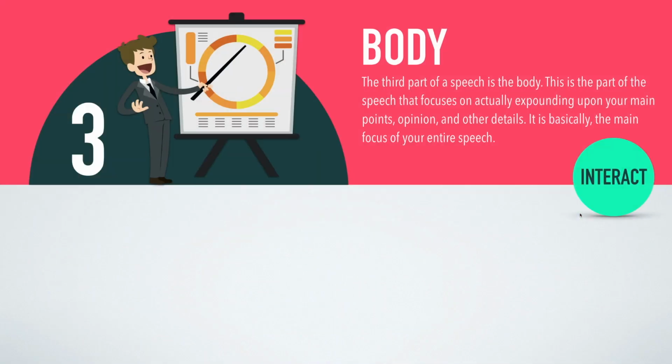All right. So again, part 2 is introduction. Now, part 3 is the body. This is very important. The third part of a speech is the body. This is the part of the speech that focuses on actually expounding upon your main points, opinion, and other details. It is basically the main focus of your entire speech.